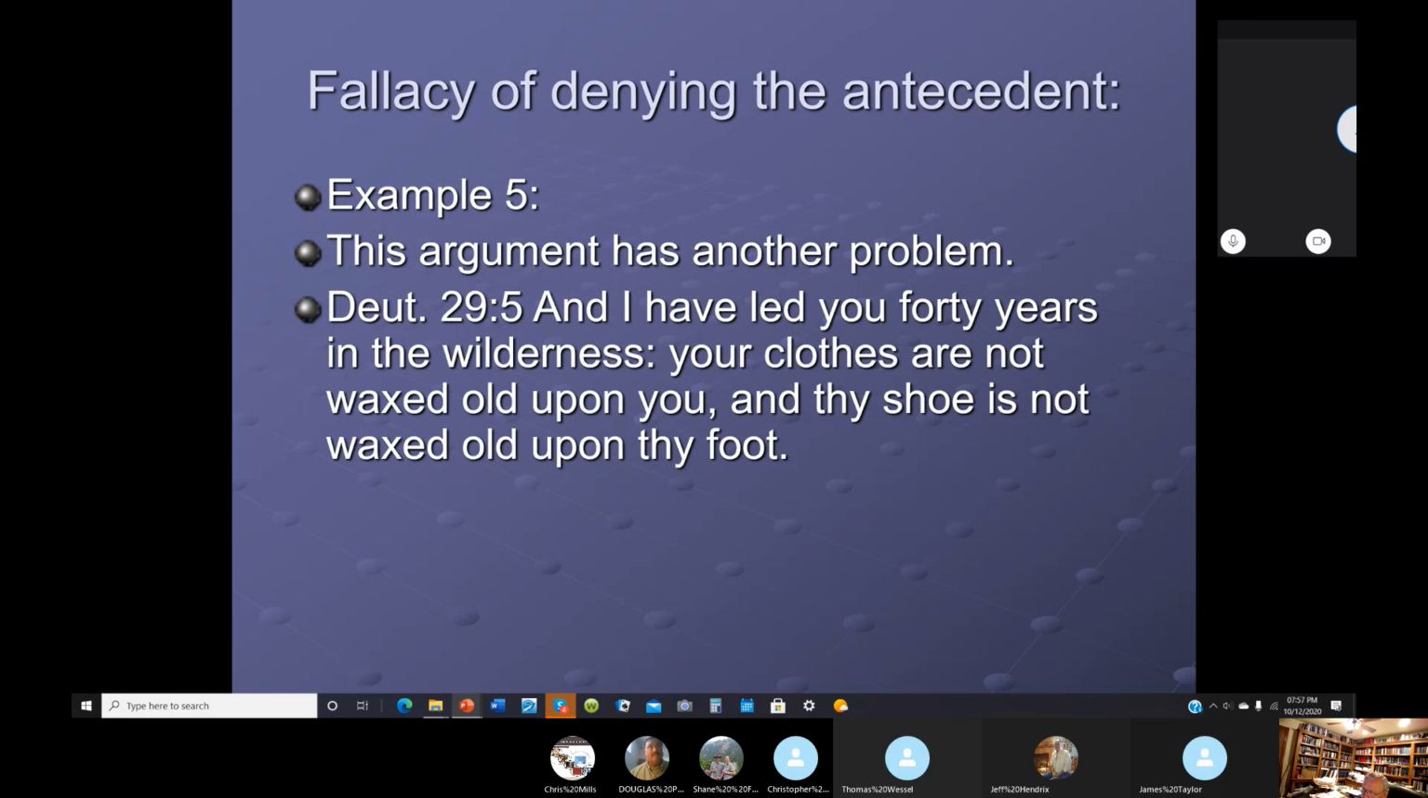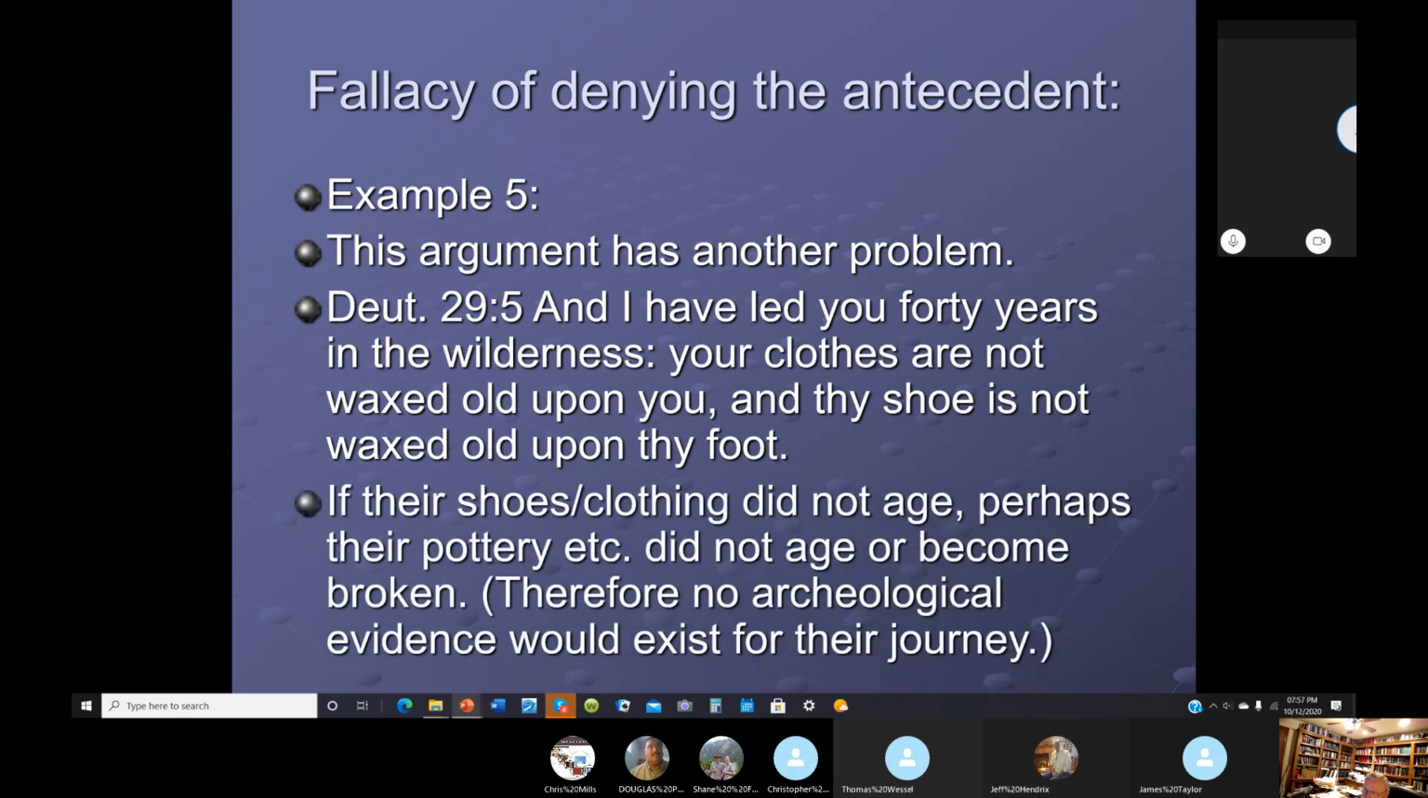Now, what happened to them in the wilderness? Well, a lot of your archaeological evidence is from stuff that's somewhat permanent, like pottery. If their shoes and clothing didn't age, their pottery might not have aged or broken. There'll be no archaeological evidence from broken pottery, which is one of the big things they look for, because pottery just lasts on and on. But wooden things will decay away, and you find pieces of wood out in the desert, and the better ones will pick it up and use it for cooking. So it'll be gone. And they'll use it for firewood for cooking.